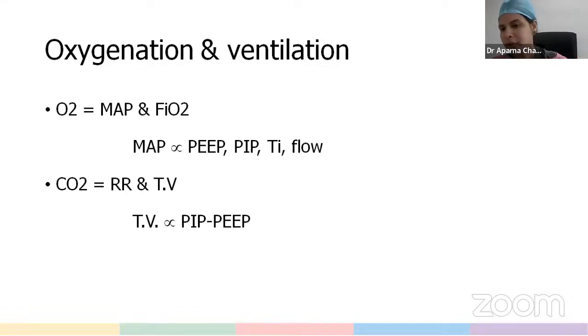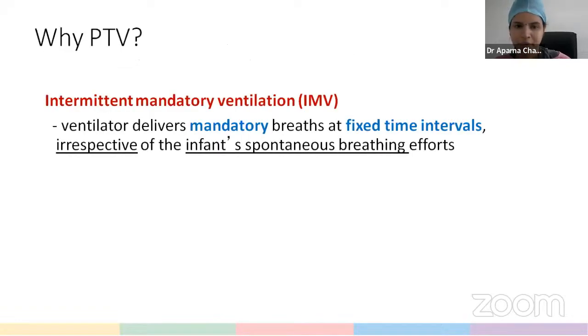Now CO2 elimination is determined by the minute ventilation. Minute ventilation is the product of respiratory rate into tidal volume, and tidal volume in a ventilated baby is determined by the difference between PIP and PEEP, which is delta P.